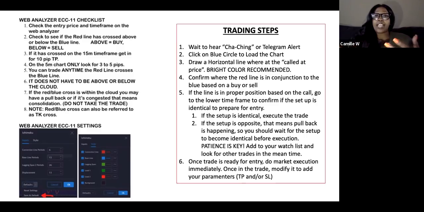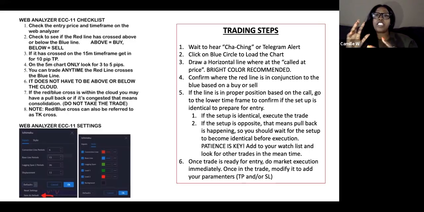Now, some people may ask the question, can I just go ahead and enter and execute the trade? You absolutely can. Just know that you may experience some pullback or be caught in the pullback, which can increase the drawdown that you may experience. So I like to minimize my pullback as much as possible, which is why I go to the lower time frame to determine my entry.